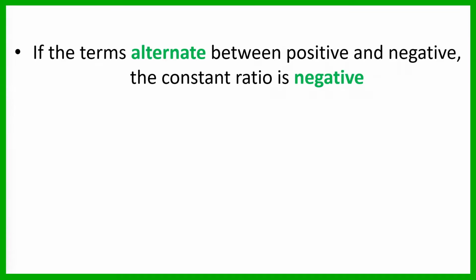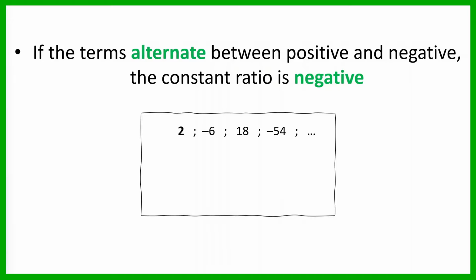Okay, now you can also get patterns where the terms alternate between positive and negative, and when that happens, it means that the constant ratio is negative. Okay, so in this example over here, we've got 2, negative 6, 18, negative 54. So you can see it's going positive, negative, positive, negative. So it is alternating. And that means that our constant ratio is going to be negative.